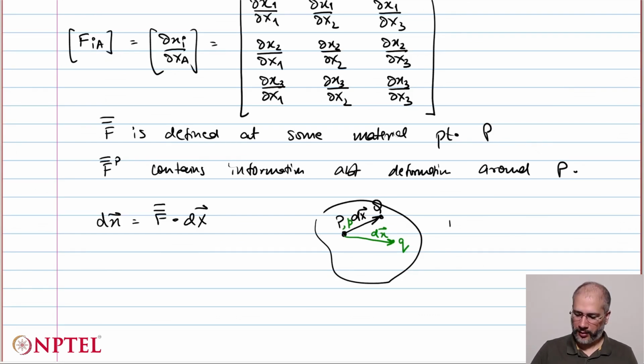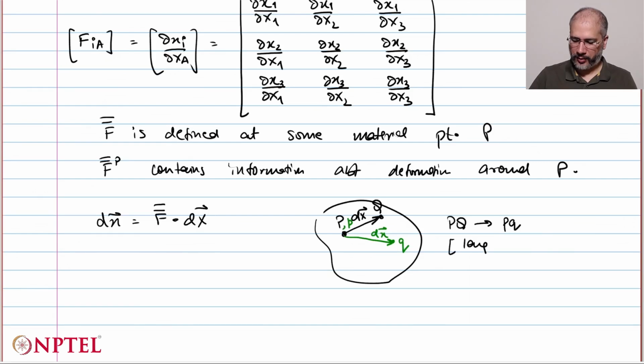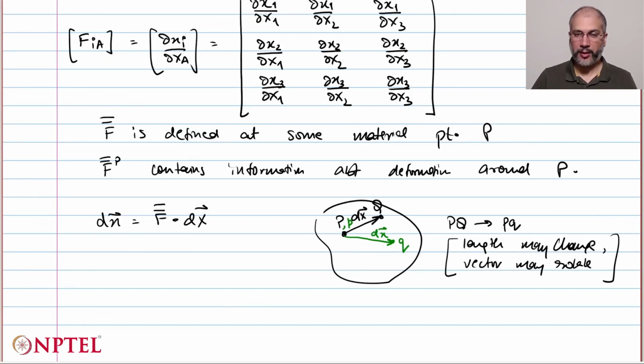So we see here that when we go from P capital Q to small pq, the length small pq may change. In the figure it looks slightly elongated, and the orientation of the vector may rotate as well, as it is done in this case by rotating clockwise. And this is exactly what deformation means. So deformation is, with respect to a material point, how the points around it will change their position.